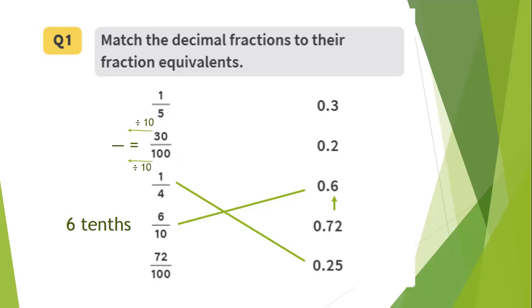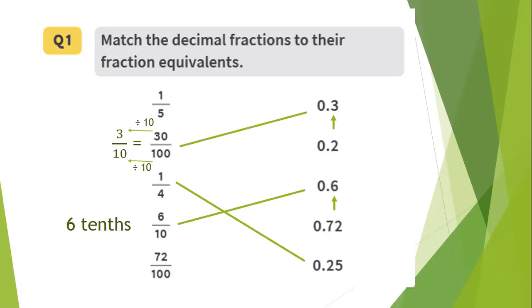Let's look at how I can do that using my knowledge of equivalent fractions. I know that if I want to make an equivalent fraction, I need to do exactly the same to the numerator and the denominator. So if I divide the numerator by 10, I'm going to get 3. And if I divide the denominator by 10, I'm going to get 10. So I should have 3/10. And I can see that on the right-hand side, a 3 in the tenths column matches to 3/10.